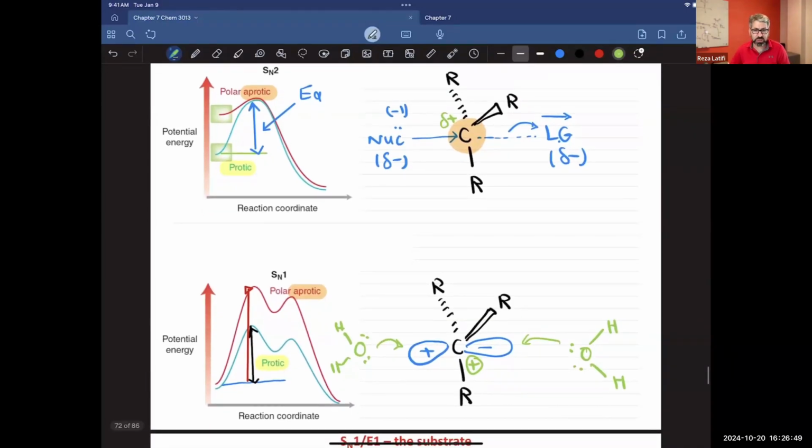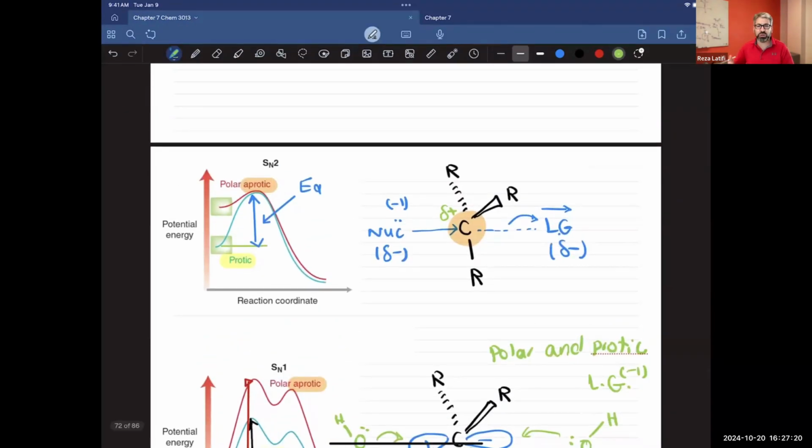So with SN1, we need to have a polar protic solvent, polar and protic, to stabilize the intermediate. Also, we are getting a leaving group, and it has a negative charge. So not only the intermediate, we are stabilizing the leaving group as well. With SN2, we don't have a full positive charge. We have a partial positive charge, and it's located or buried on carbon.